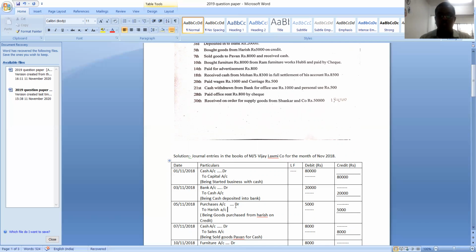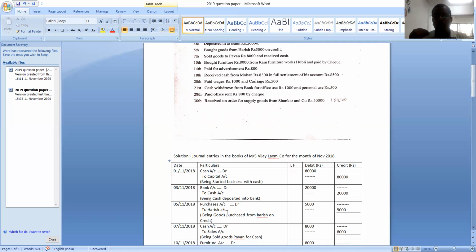What is the rule of nominal account? Debit all expenses and losses, credit all incomes and gains. Understood? So purchases are expenses, so debit rule is applicable to purchases account. Now Harish is personal account. What is the rule of personal account? Debit is the receiver, credit is the giver.